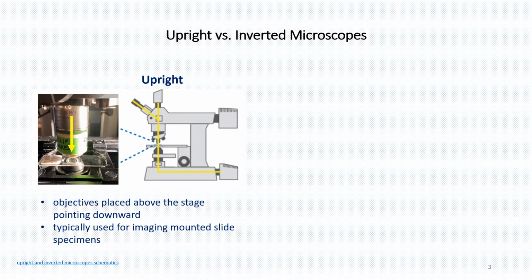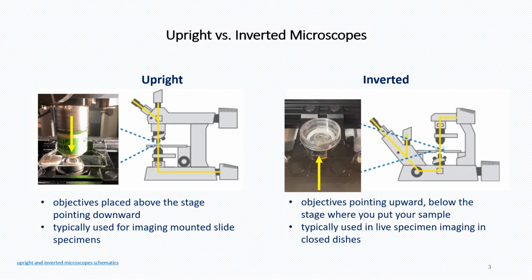Microscopes can either be upright or inverted based on the position of the objectives relative to the stage on which the sample is placed. Conventional microscopes are upright. The objectives are placed above the stage, pointing downwards. Mounted slide specimens are generally imaged with this type of microscope. Inverted microscopes, on the other hand, have the objectives pointing upward and are found below the stage where you put your sample. This type of microscope is typically used in live specimen imaging in closed dishes.